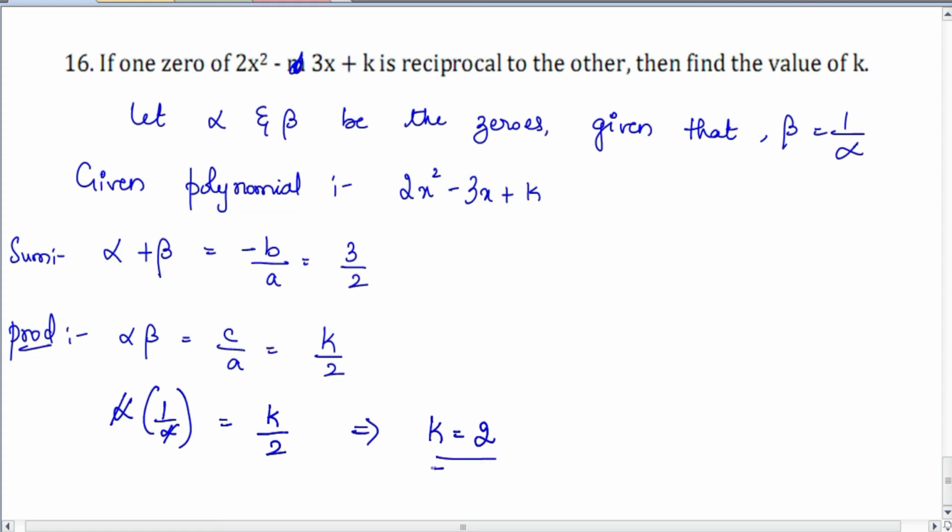There is another shortcut to do this. You can use this shortcut only if your question is for 1 mark. If it is for 2 or 3 marks, don't use this shortcut, use the usual method. So the shortcut is, whenever one root is the reciprocal of the other. Remember, what is the note here?